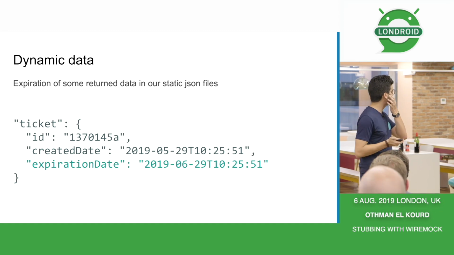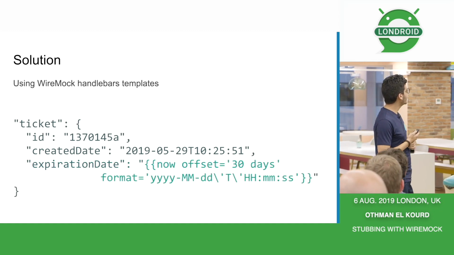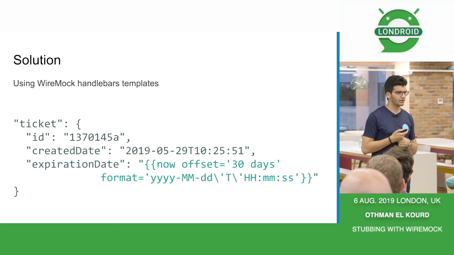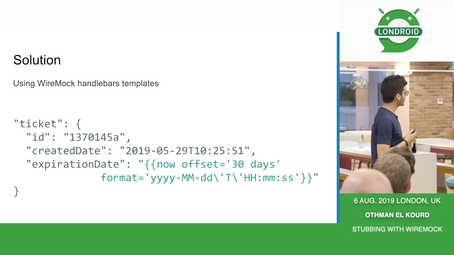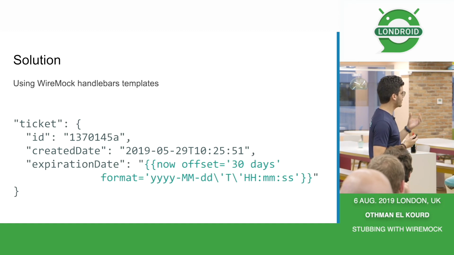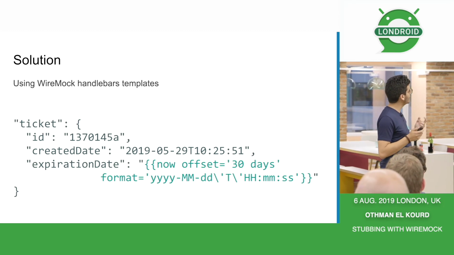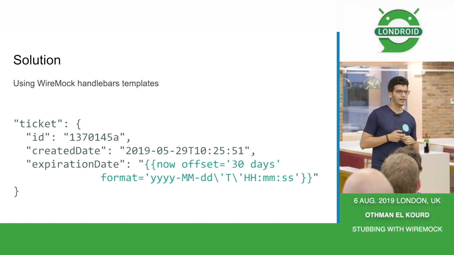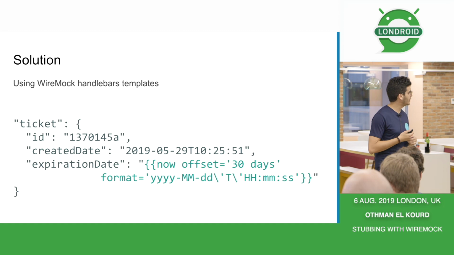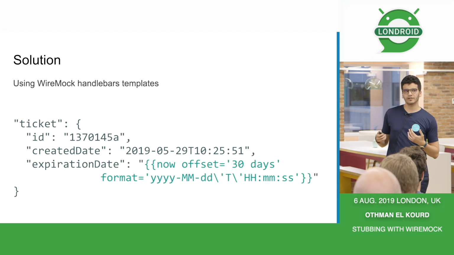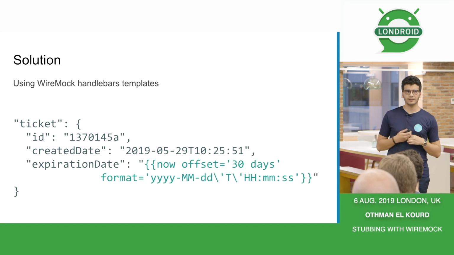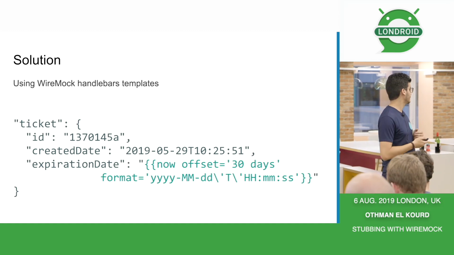So what did we do to fix this? We used the WireMock handlebar template. WireMock provides us a great way to specify dates using a handlebar template. So as you can see, we changed the static value of the expiration date with a handlebar expression. So when our test asked for this JSON file, WireMock will dynamically render the value of the expiration date, and we will always have a valid expiration date.